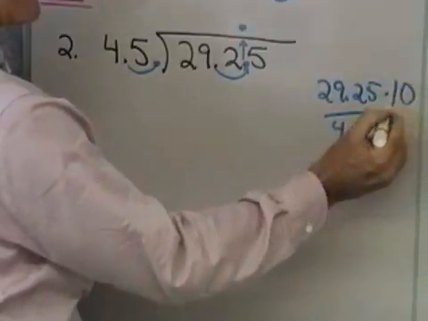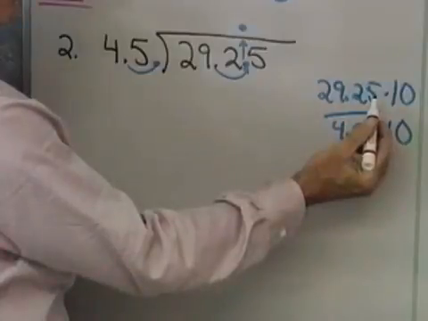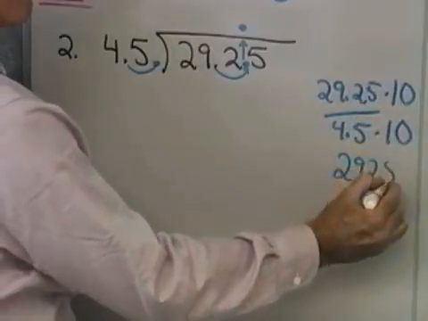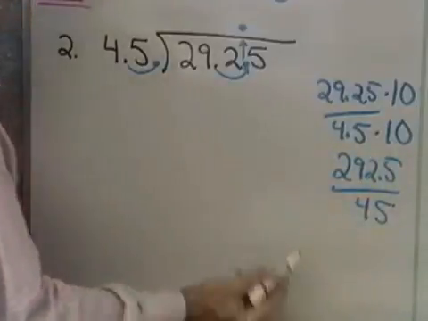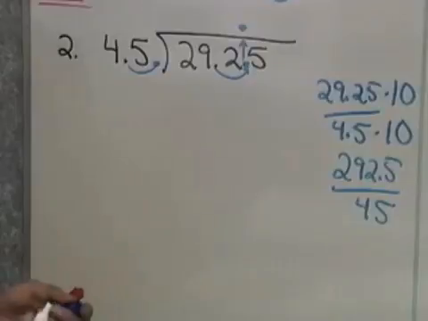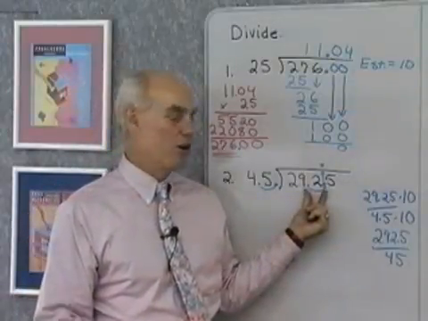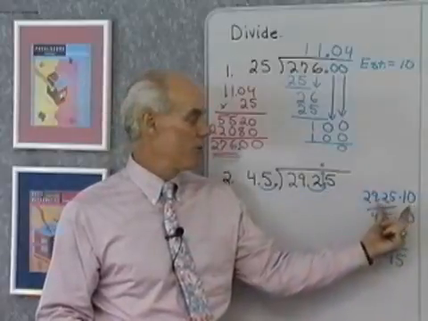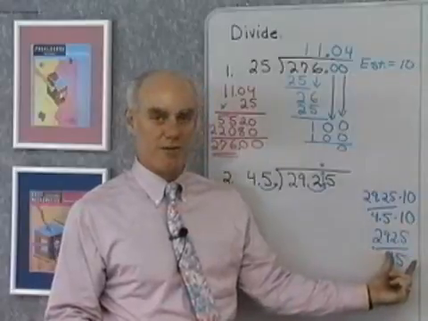So if I multiply this by 10 and this by 10, I know I'll have a fractional equivalent to what I started with. 10 times this is 292.5, and 10 times this is 45. So you see, my moving this decimal point over one place to make this divisor a whole number and then doing the same thing over here really coincides with this property I have for fractions, where I can multiply the numerator and denominator by any number I want, and I know it won't change the value of that fraction.